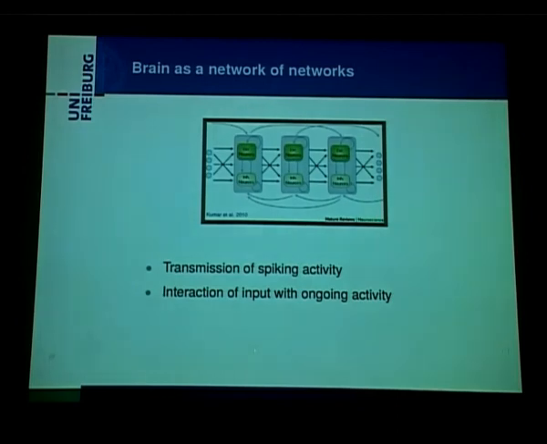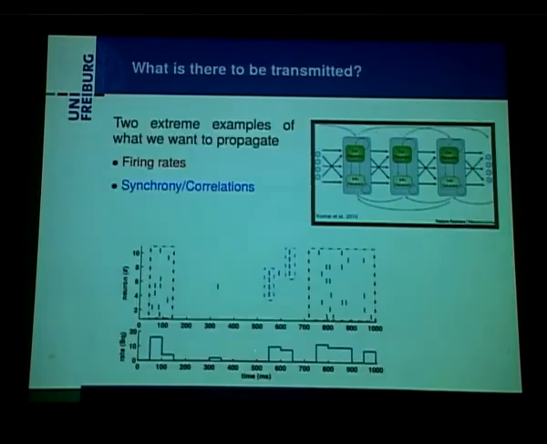When I say interactions of ongoing activity with incoming activity, I will not talk about firing rates, because I think we understand fairly well what happens to averages. What I will talk more about is the second moment of the ensemble activity, that is the correlations. So when you want to transmit activity, what are you interested in?